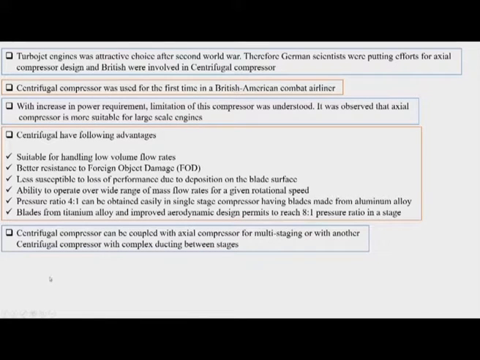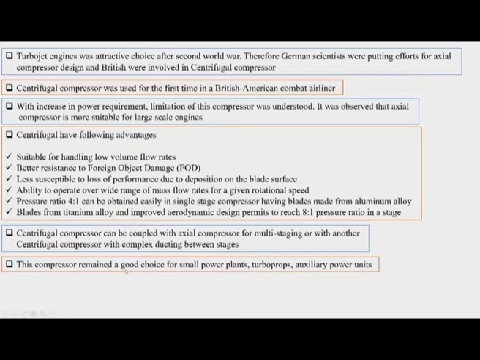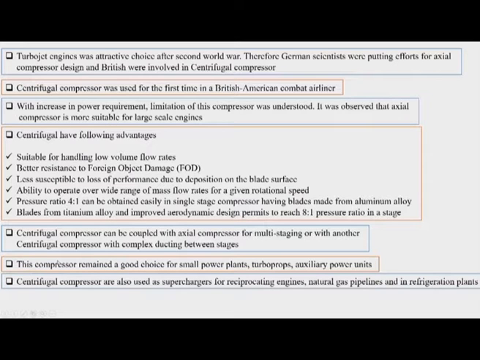So for that sake, when titanium alloy is used, then we can go with higher pressure rise. Centrifugal compressors can be coupled with axial compressors for multi-staging, or with another centrifugal compressor when we need to connect two compressors for the power plant. This compressor turned out to be a better choice for small power plants. This is also useful in turboprop applications or some auxiliary power generation applications. So this is thought of as a good candidate in these applications.